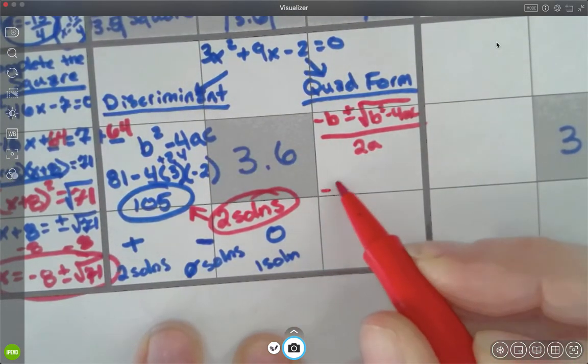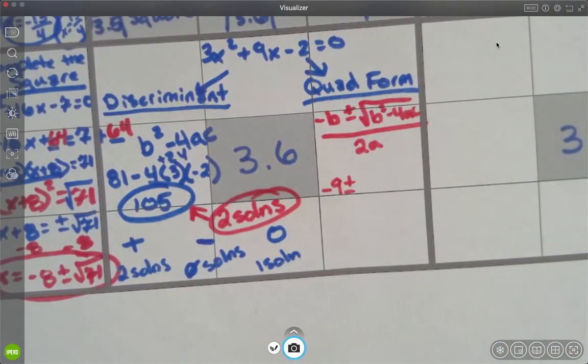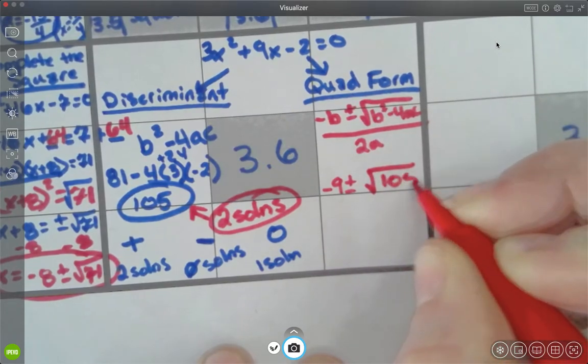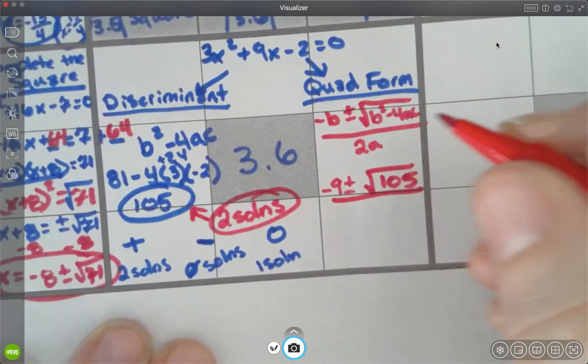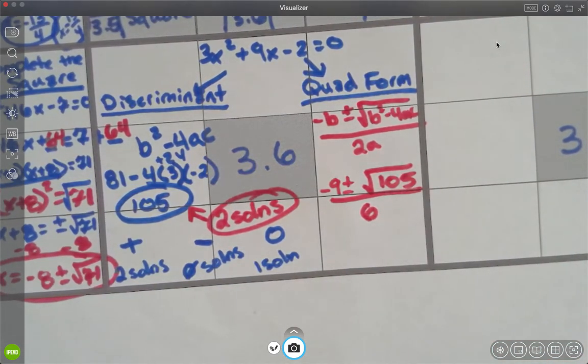Negative 9 plus or minus the square root of blah, blah, blah. We can write that all in again, except 105. We know what b squared minus 4ac is, and it is 105. And the denominator is 2 times 3, which is 6. Okay? All right, now what?